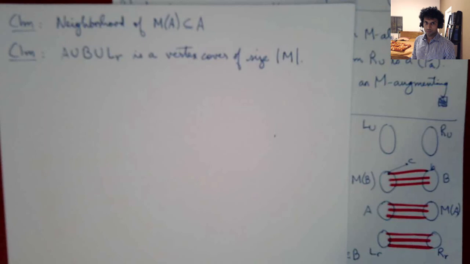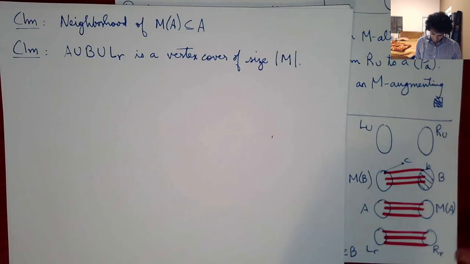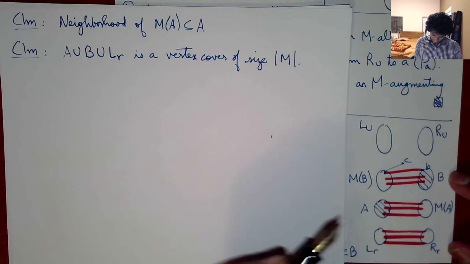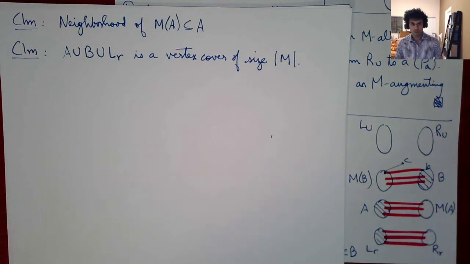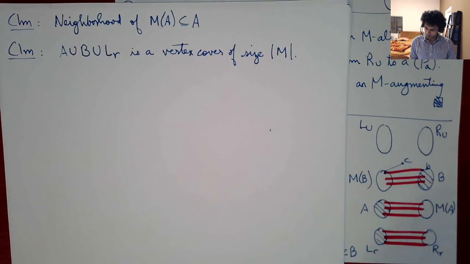Okay, so why is that? I'm saying that you considered B, then you considered A, and then you consider LR. And I claim this is a vertex cover because any edge has to hit one of these sets. I'm just going to verbally walk through it.